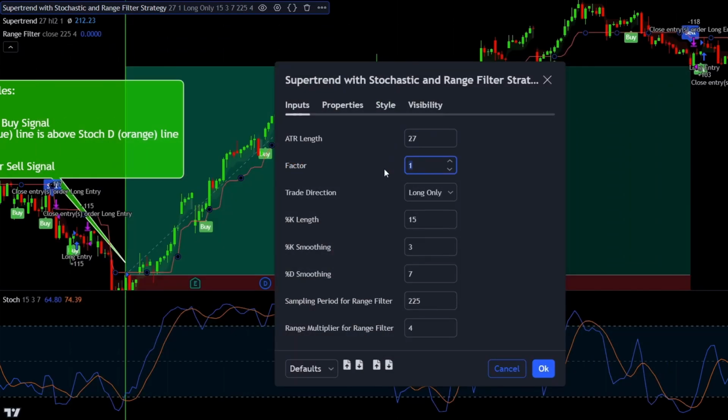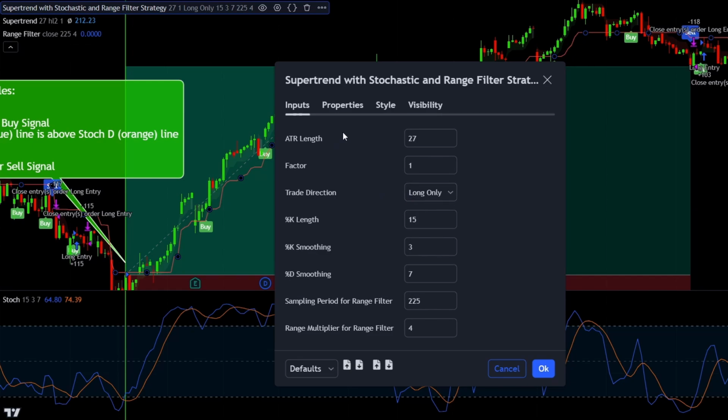Inside the script you can set up every parameter that is used for this strategy. These are the super trend settings, these are the stochastic settings, and these are the range filter settings. You also have a trade direction option. You can choose to trade either longs or shorts only, or both. This optimization is a long only optimization, so I set it to long only.